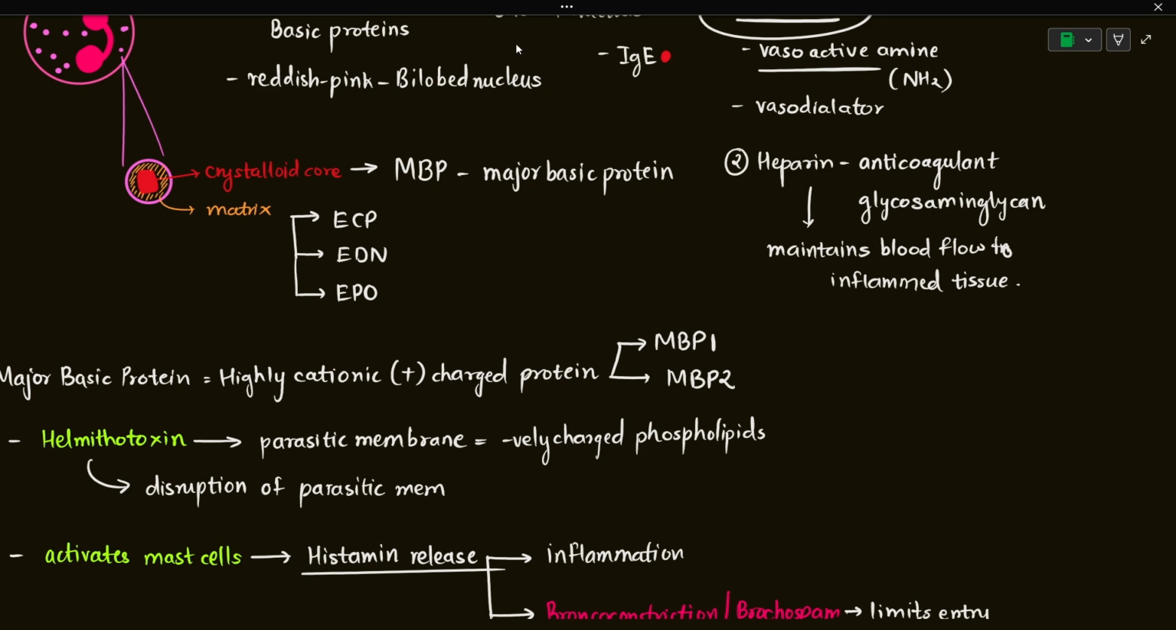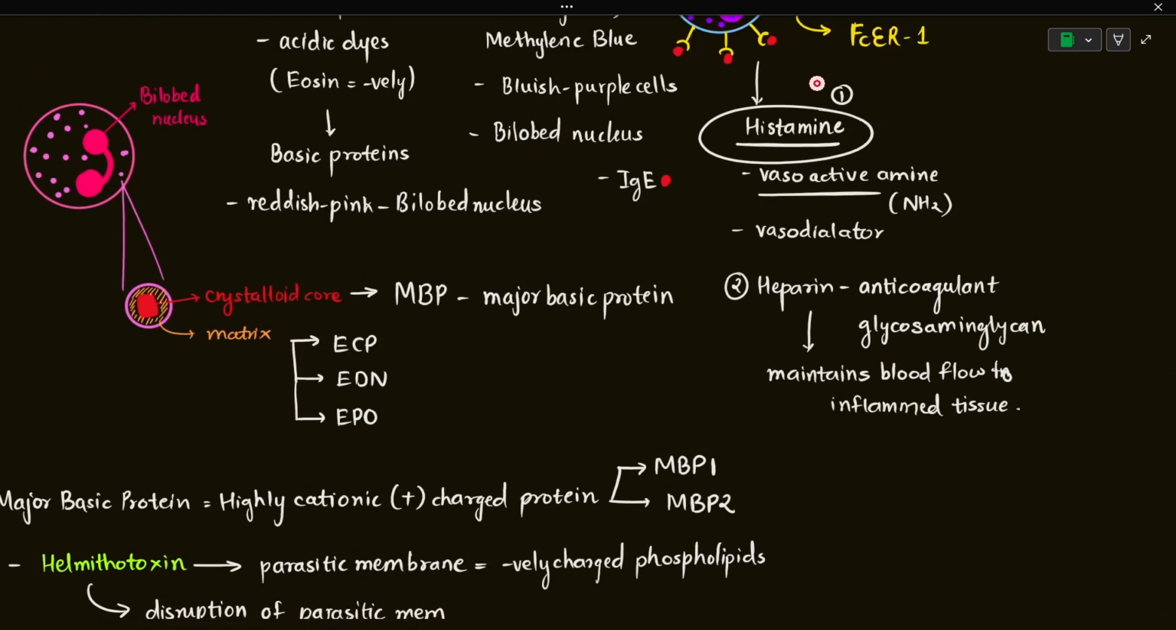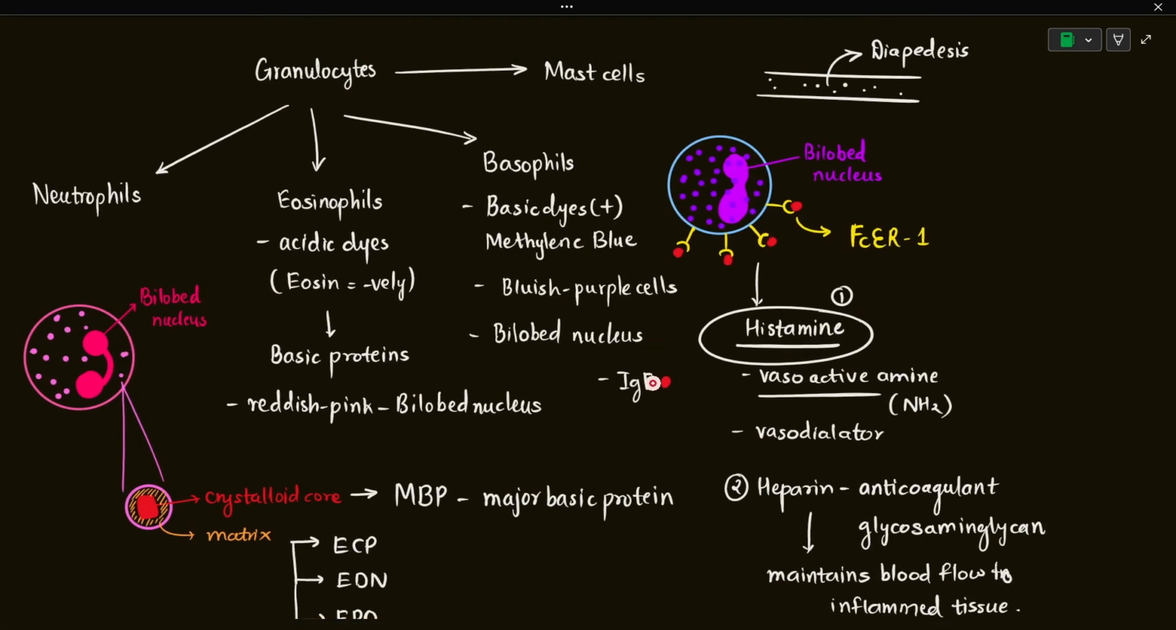Okay, so besides heparin and histamine, basophils also release cytokines. Even eosinophils and basophils, both of them are going to release cytokines so that the cytokines can recruit other immune cells. Remember the neutrophils, they also work due to the cytokines.